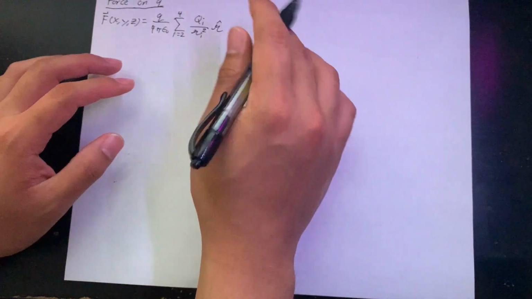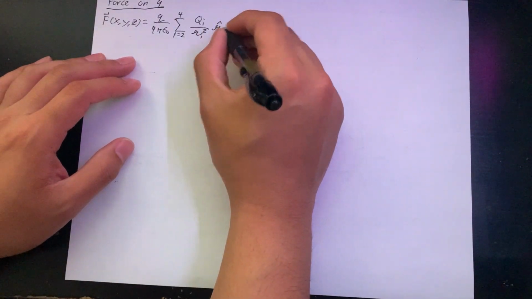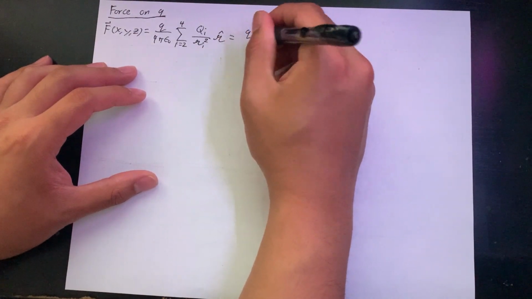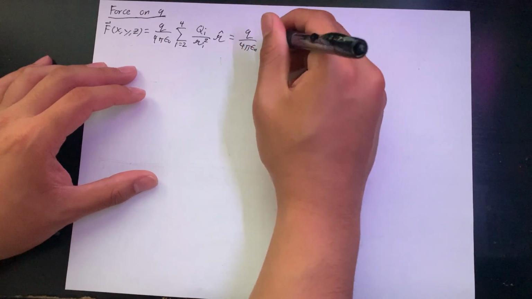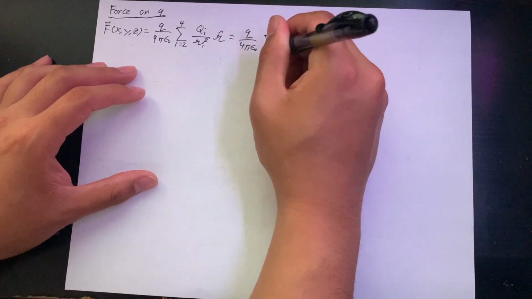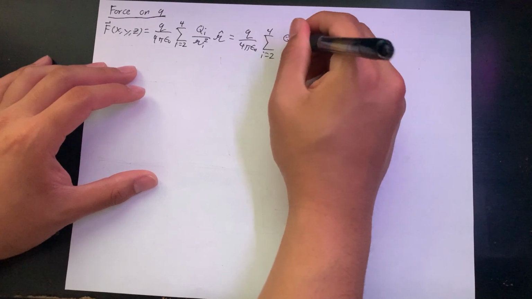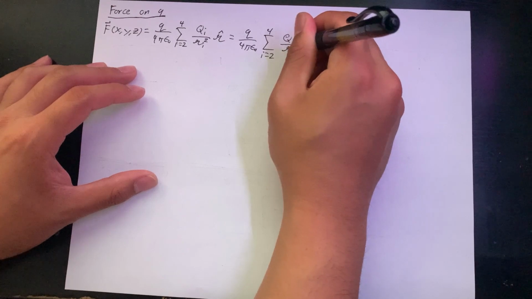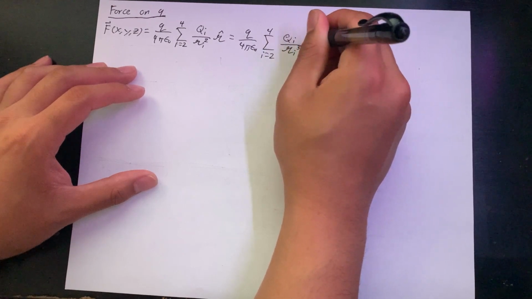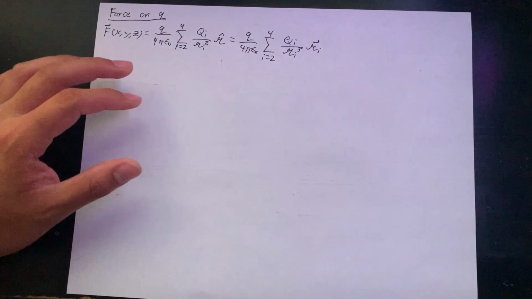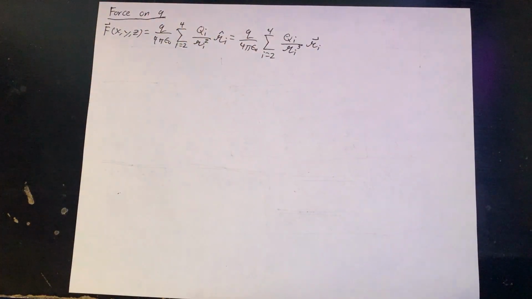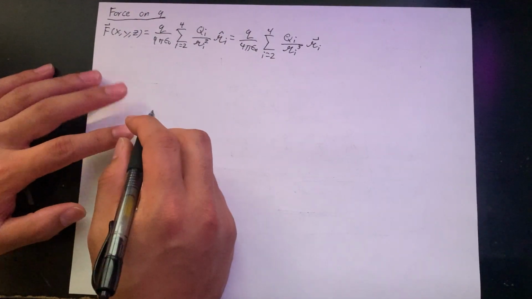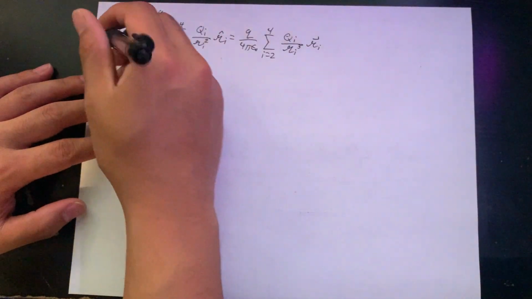And since we have everything in terms of the vector and the magnitude, I am going to rewrite this as q over 4 pi epsilon naught, sum from 2 to 4 of our charge over the magnitude cubed times vector i. Okay, so we still need to rewrite our forces a little bit, but it should be a little bit quicker.